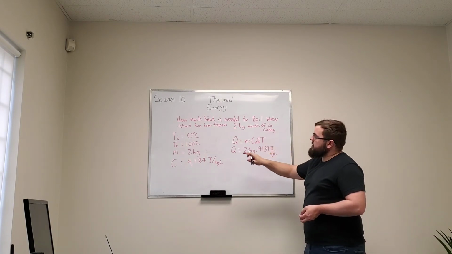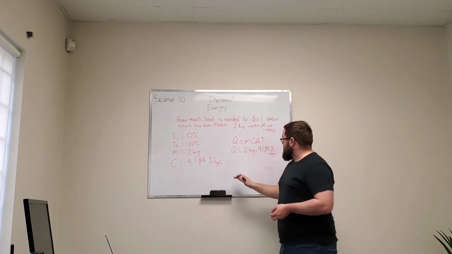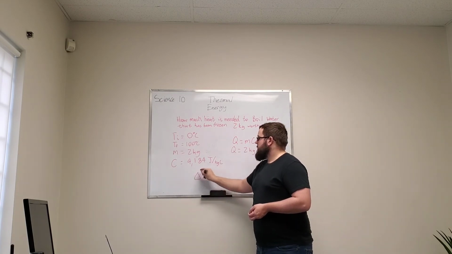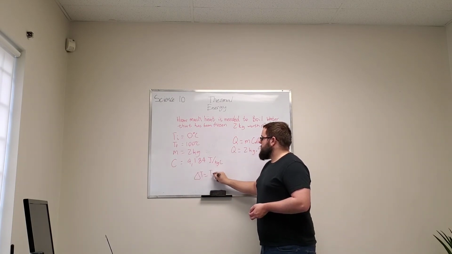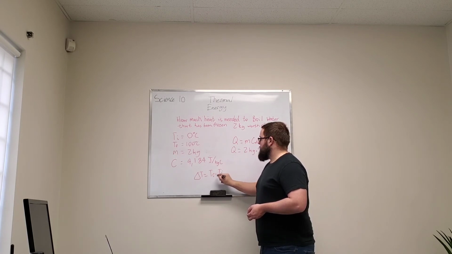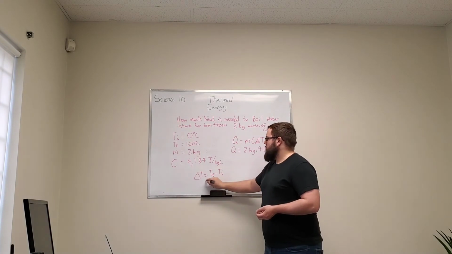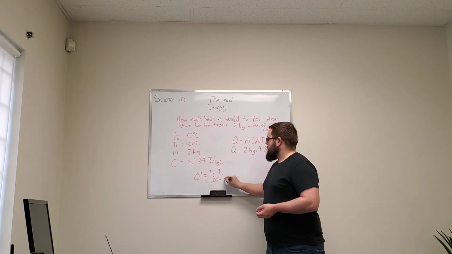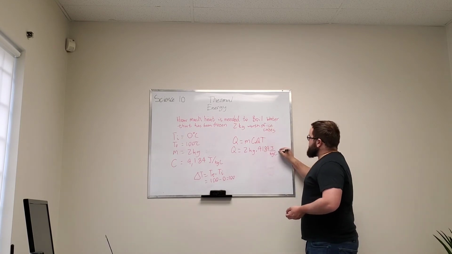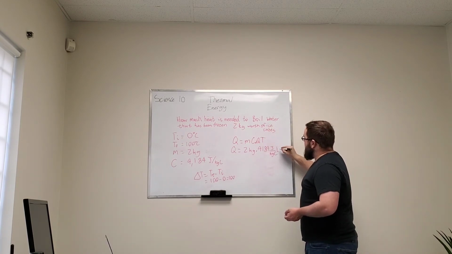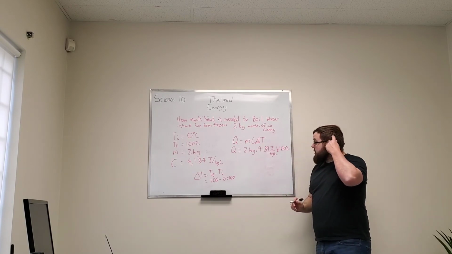So in this case, delta T, I'm going to write it down in a little separate spot here. Delta T equals T final minus T initial. I made it pretty easy for this one. It's just going to be 100 minus 0, right? So 100 minus 0, which equals 100. So this is times by 100 degrees Celsius.